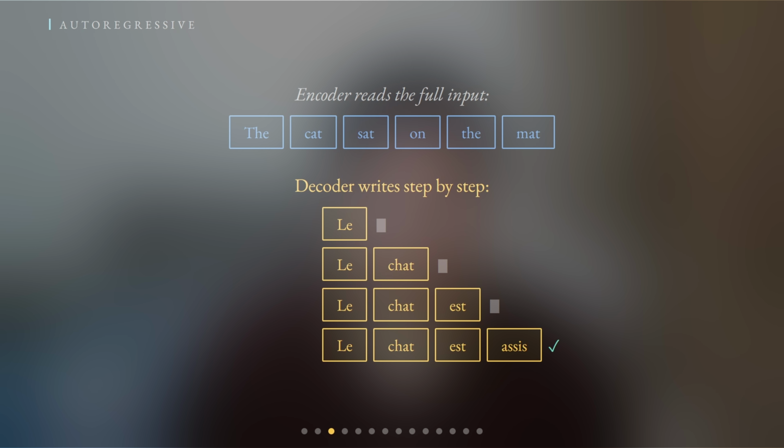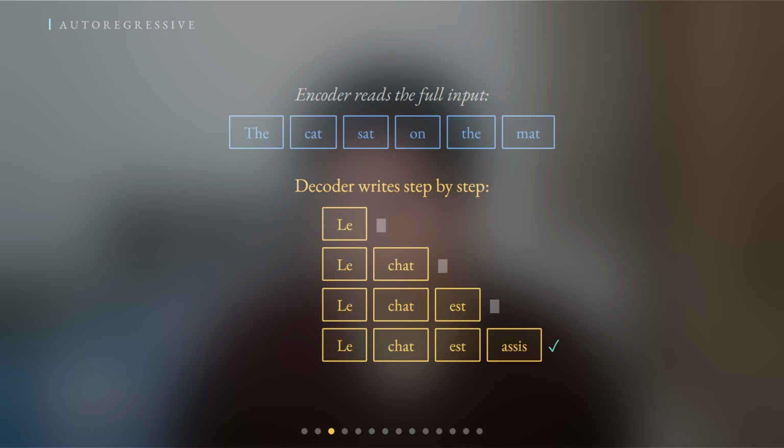The decoder starts. Its first output is "Le". That is it. One token. Now it takes that token and feeds it back in. With "Le" as context, it generates "chat". Now it has "Le chat" as context for the next step. At each step, the decoder looks at everything it has generated so far and makes a decision about the next word. Now, French is not my forte, so pardon my French. "Le chat est assis", the cat is sitting, right? Translation complete.